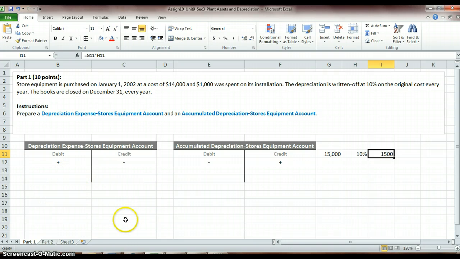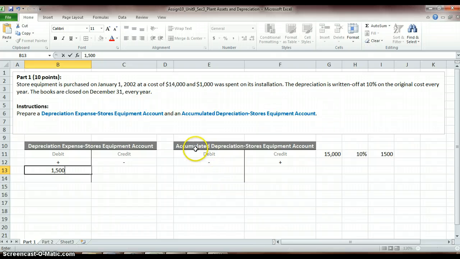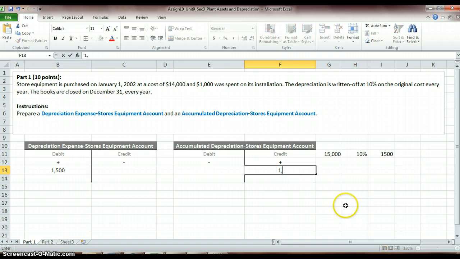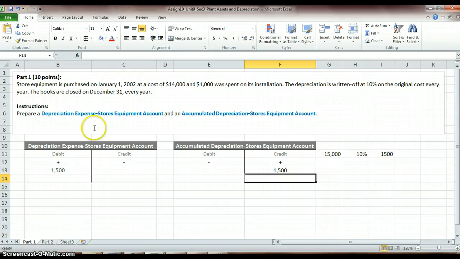Our depreciation expense is going up, so we're going to record that in our debit column, and our accumulated depreciation is also going up. It's the contra account to our equipment, so we record that here. And that's all there is to part 1. Because it didn't specify how many years we should be looking at, we only looked at 1 year.